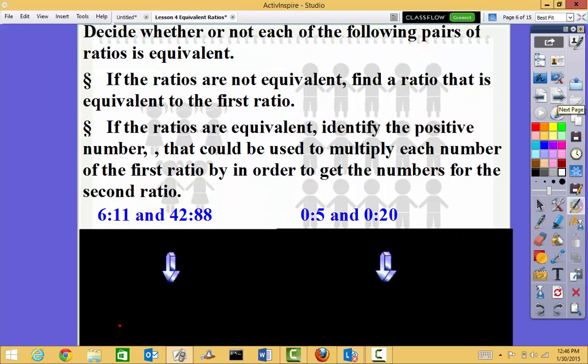Okay, what you're going to do is decide whether or not each of the following pairs of ratios is equivalent. If the ratios are not equivalent, we find a ratio that is equivalent to the first ratio. If the ratios are equivalent, we're going to tell what we multiplied them by.